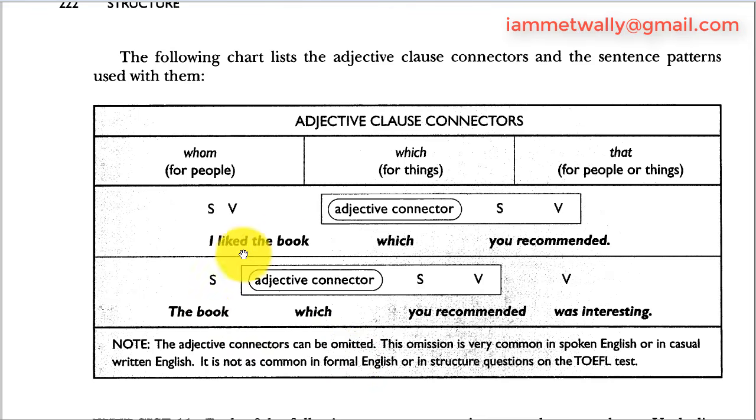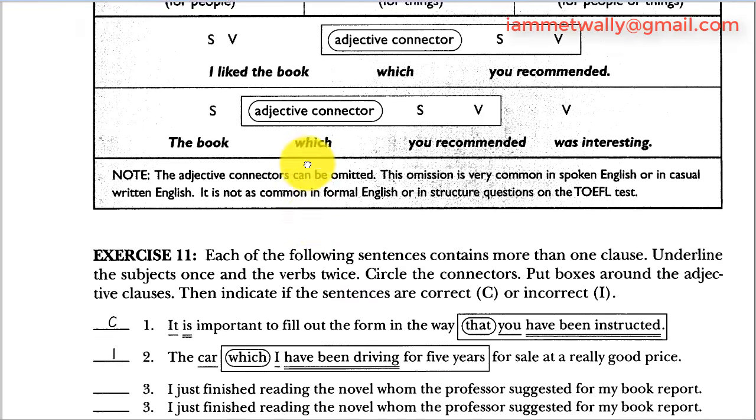For example, you can say, I like the book you recommended. The book you recommended was interesting. Why? Because this here is not coming instead of the subject. If it's the subject, I cannot remove it. You can't remove a connector which stands for the subject, and this is a skill we're going to take soon, inshallah. Anyway, let's go to the exercise.